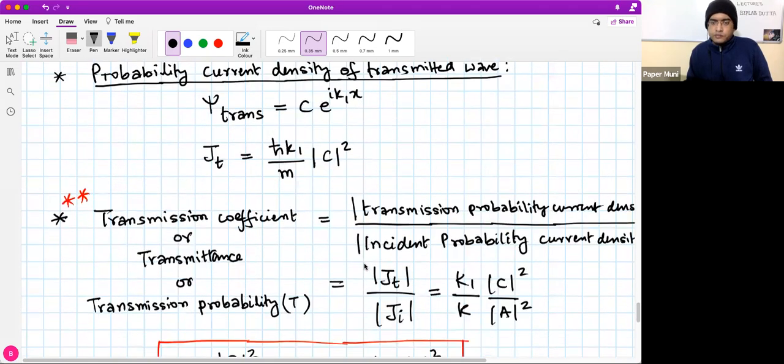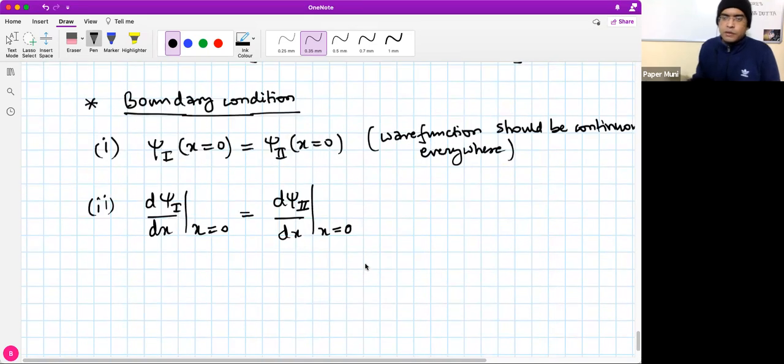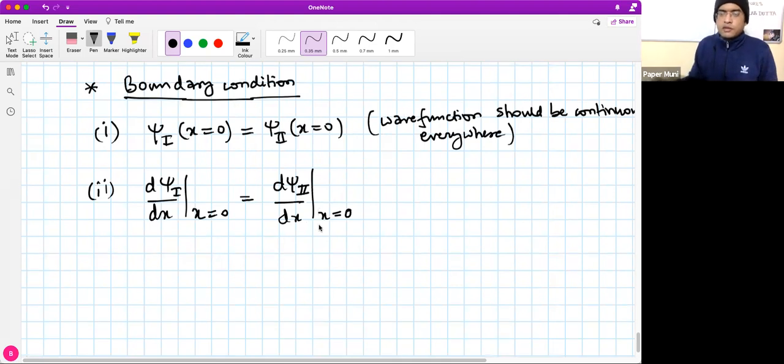In this case, we see that even though the energy is higher than the potential energy, there is a reflection term. Now this is different from the classical case because of the wave nature of the particle, and it behaves like a wave.